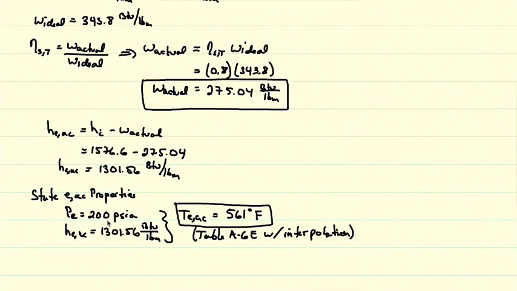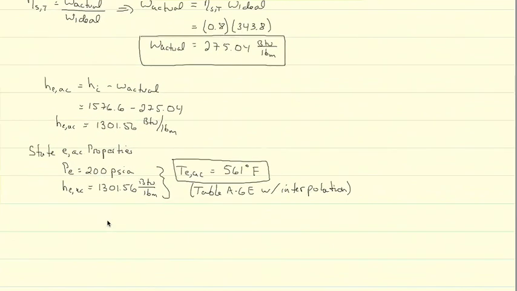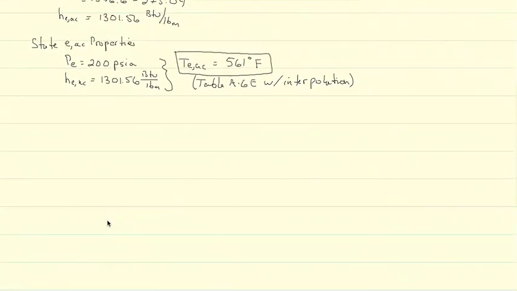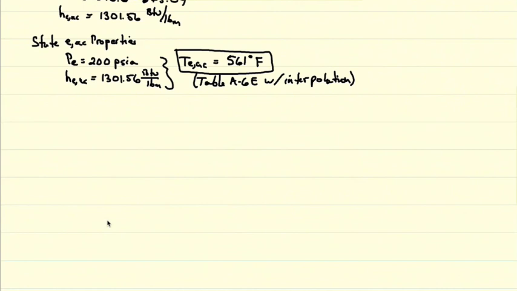Now, what I would like to do very quickly is show what this idea of isentropic efficiency means in the context of a TS diagram, and why the actual exit temperature is greater than the ideal exit temperature. Okay, so to show this, and this won't take long, we're going to draw the TS diagram, right? So this is our TS diagram here.